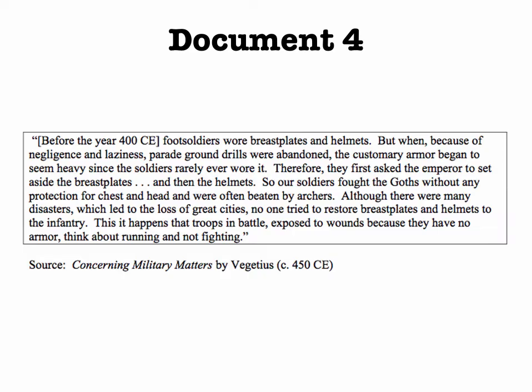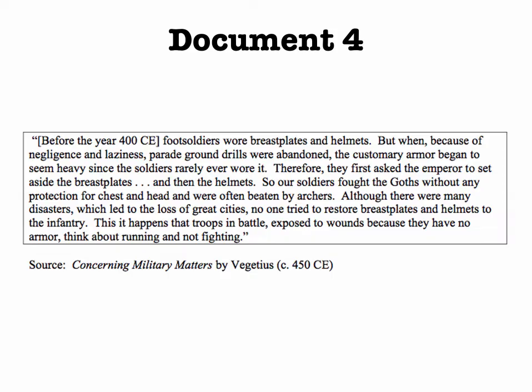Document 4 is the traditional text. It's from a guy named Vegetius, and written about 450 CE. We have our first primary source. It's called Concerning Military Matters. So I can anticipate we'll be looking at the Roman army as a possible cause for the fall.